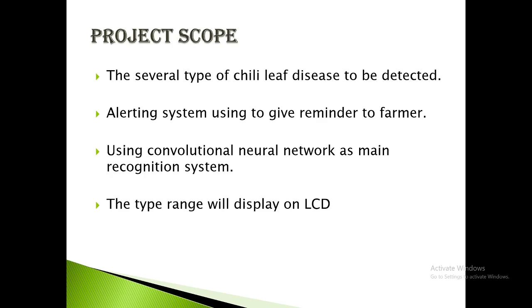The project scope are the several type of chili leaf disease to be detected, alerting system used to give reminder to farmer, using convolutional neural network as a main recognition system. The type range will be displayed on LCD.